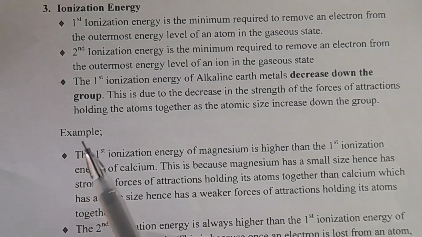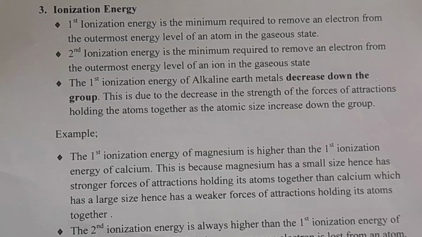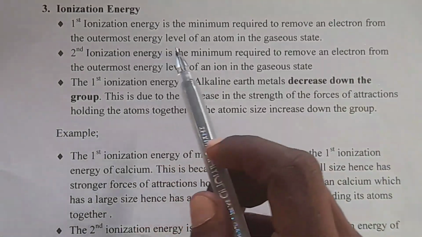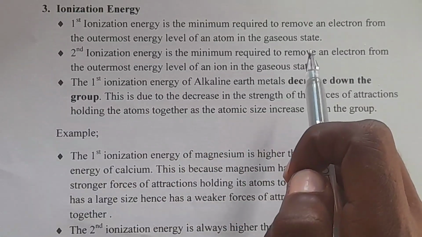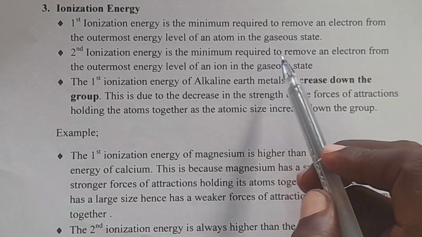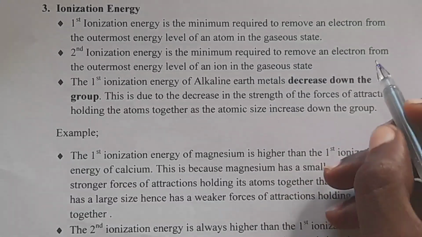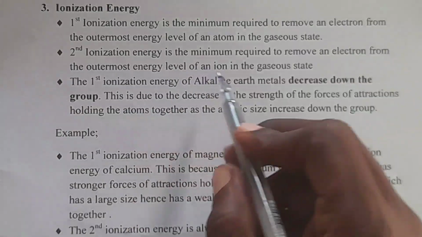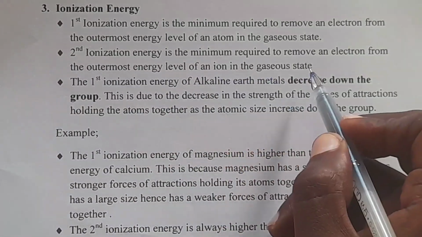So what have we said about defining first ionization energy? First ionization energy is the minimum amount of energy required to remove an electron from the outermost energy level of an atom in the gaseous state. What about second ionization energy? It's the minimum amount of energy required to remove a second electron from the outermost energy level of an ion in the gaseous state.